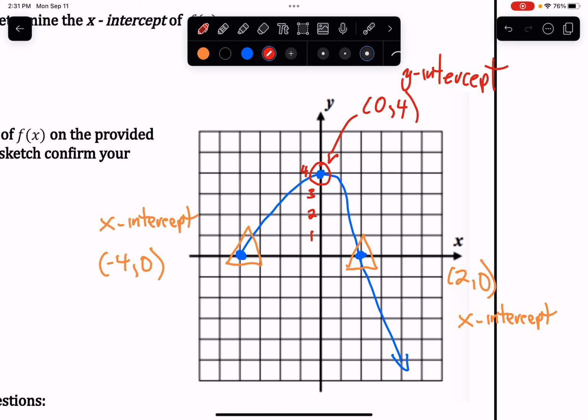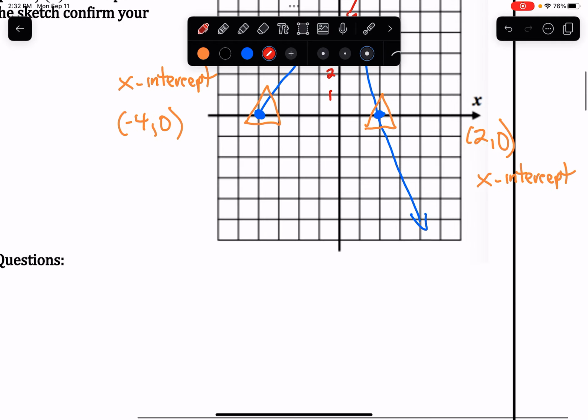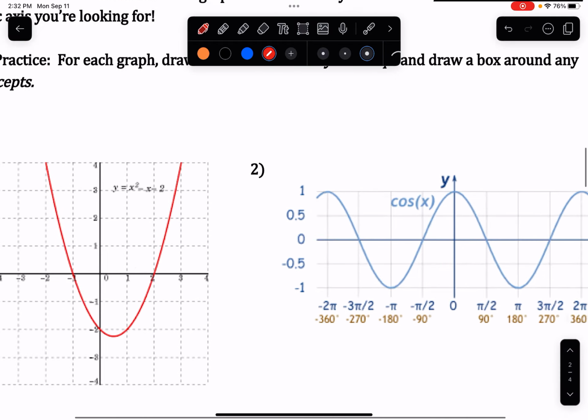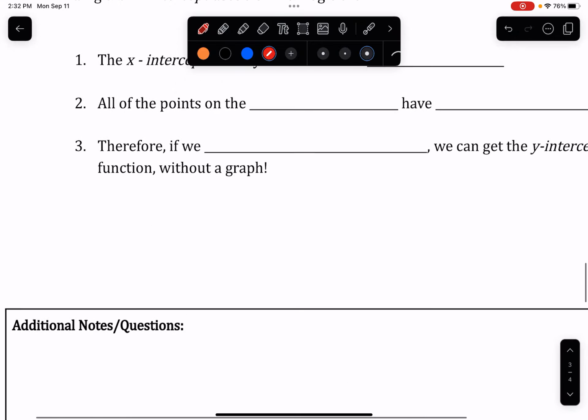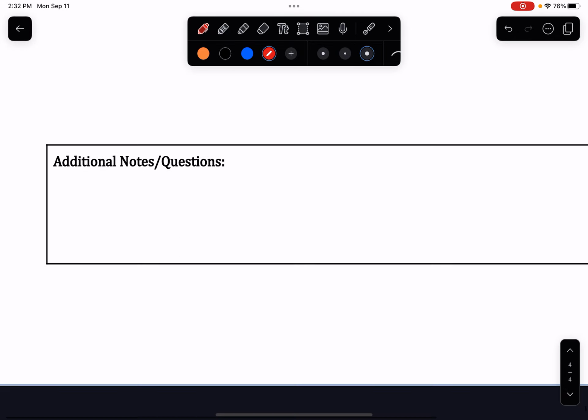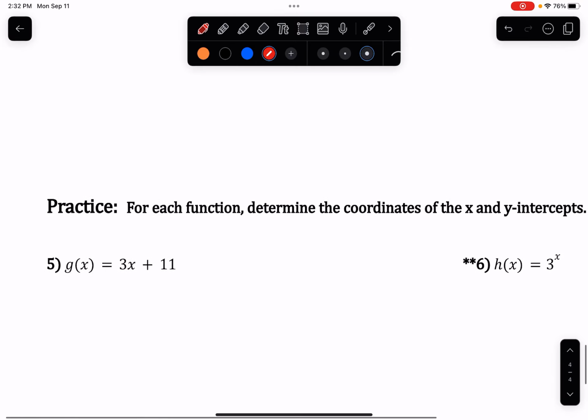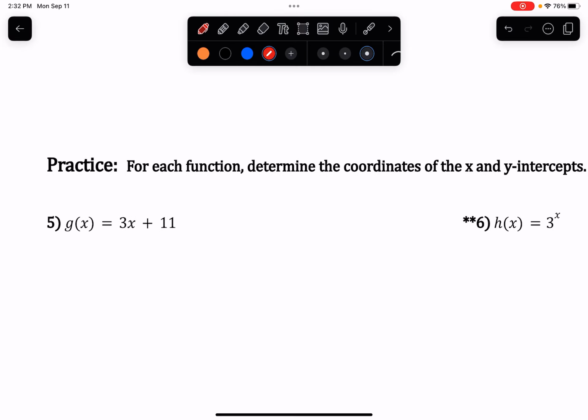So if you're looking at a graph, it's a very visual exercise. Just locate that point on the specific axis that you're looking for, and then write out the coordinates, and then you're done. What can be trickier is if you don't have a graph. So I'm going to use an example that is in your notes. So let's look at question 5.